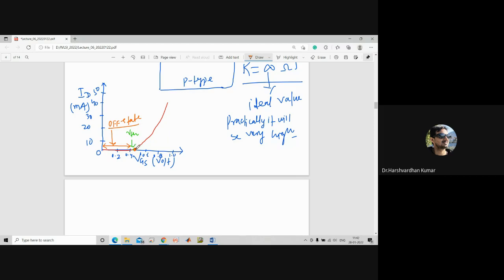So this value is known as the threshold voltage. After this, beyond this value, what is happening? If you further increase the gate to source voltage, then the current starts increasing rapidly, right?